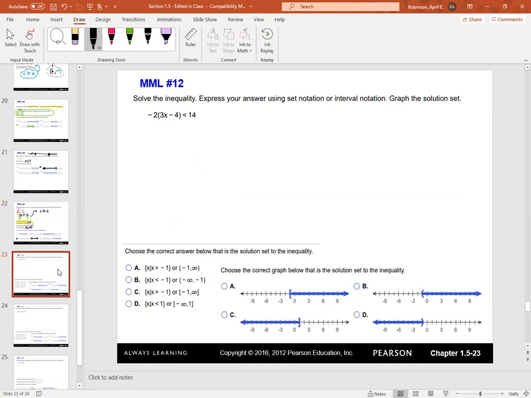Okay. And then the inequalities just get a little bit more complicated. This one has parentheses, so the first thing I'm going to do is distribute. Negative 2 times 3x is a negative 6x. Then you take the negative 2 times the negative 4. That makes it a positive 8. And then you still have less than 14.